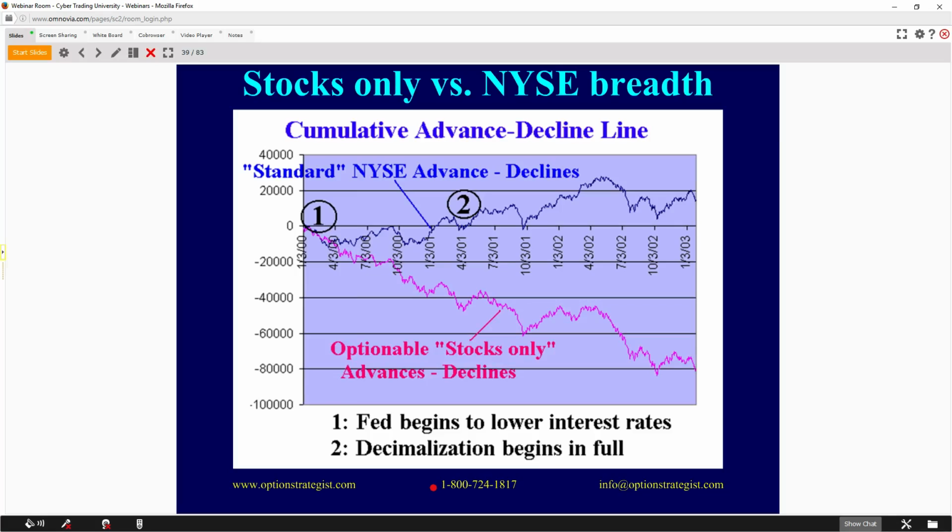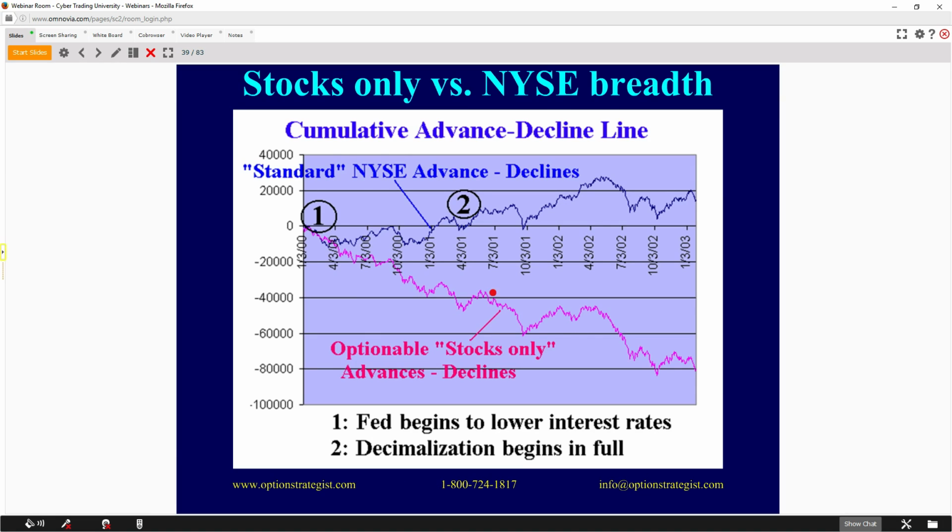the New York Stock Exchange breadth, and they've been exacerbated in the last 15 years or so. The problem is that there's a bunch of things that trade on the New York Stock Exchange that are not stocks. They're bond funds, closed-end funds, other kinds of things that are maybe more interest rate oriented than they are stock oriented.